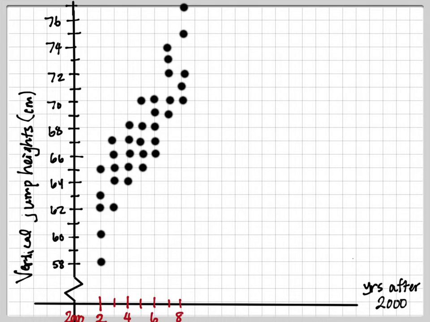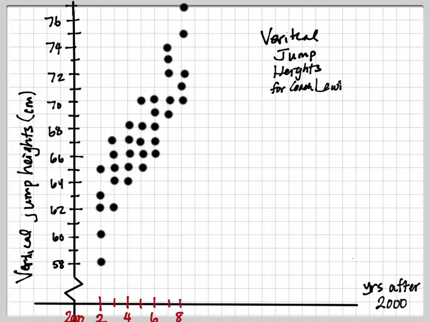I need one more thing, a title. And the title actually ends up mirroring the y-axis pretty well. These are the vertical jump heights. And it's for Coach Lewis. Coach Lewis's basketball starters.